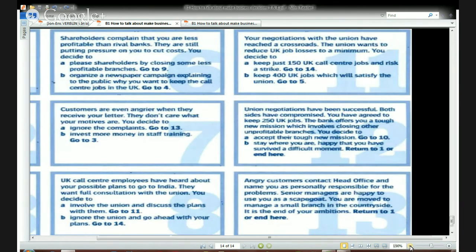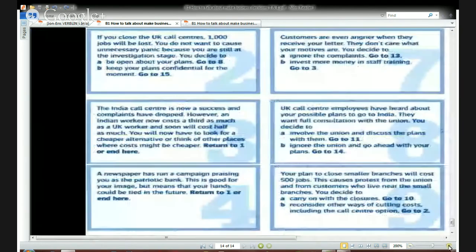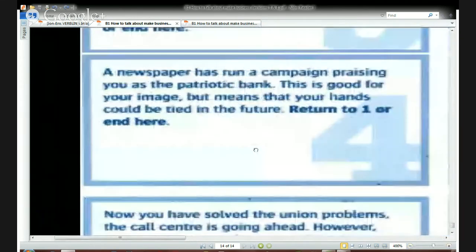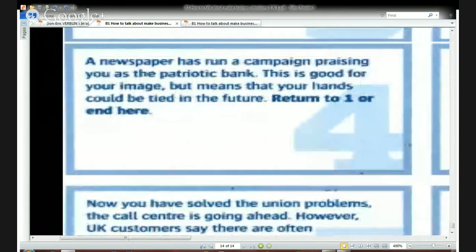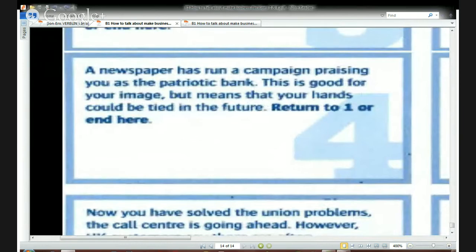We're going to go on to four. Where is four? Four is down here. Okay, so Monica, you're going to do four for us. Let me get it on screen. Okay, what is the result of our decision, Monica, for number four? The newspaper has run a campaign praising you as the patriotic bank. This is good for your image, but means that your hands could be tied in the future. Return to first or end here.